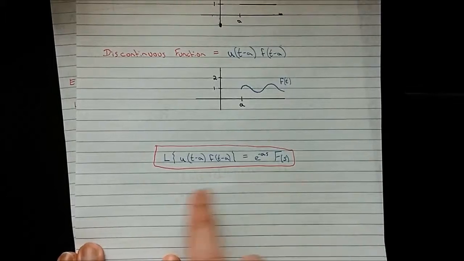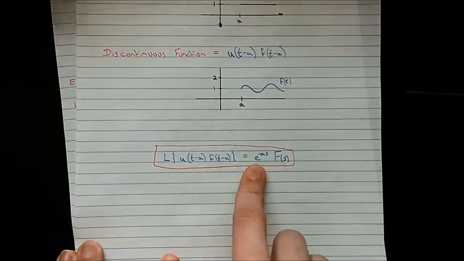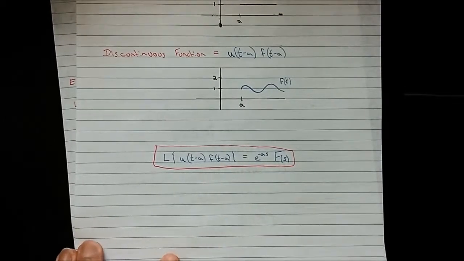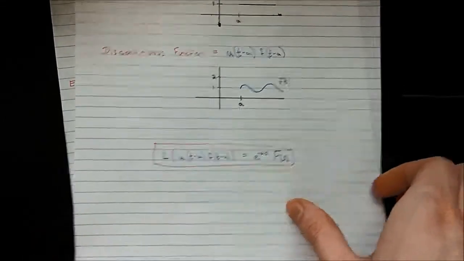This is the Laplace transform of a discontinuous function: e to the negative as times capital F at s. You're going to want to remember that one. I'll show you how to use it right away here.